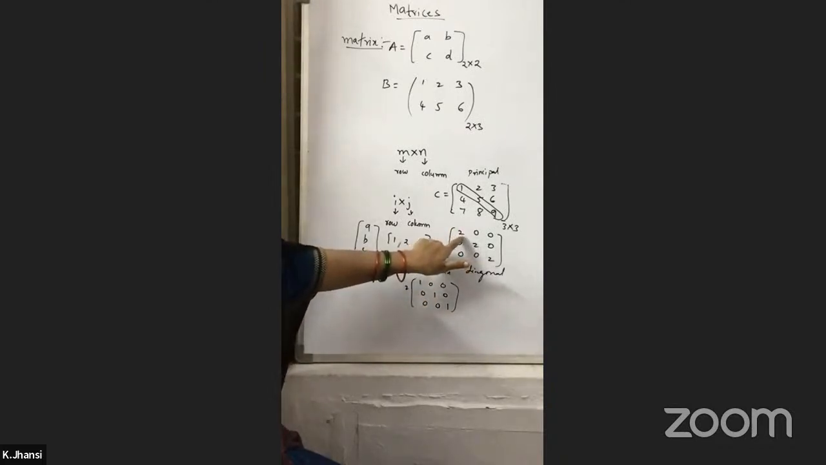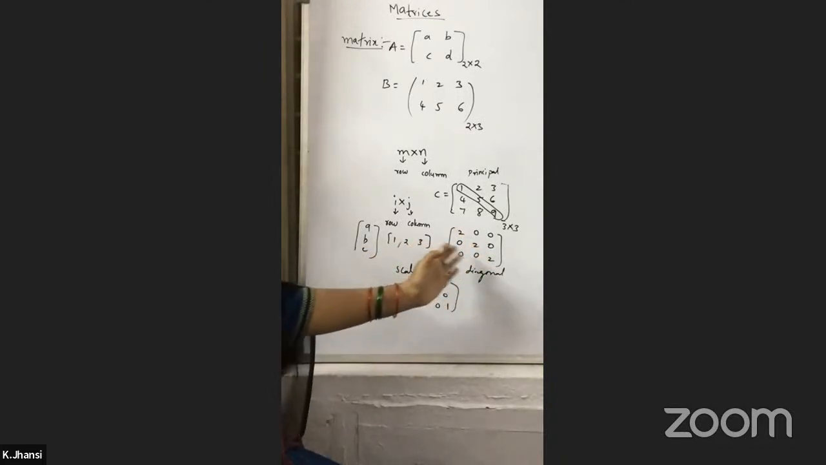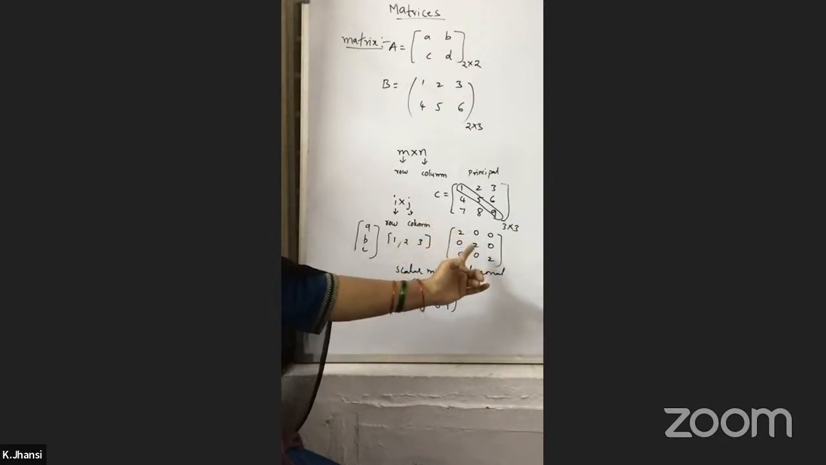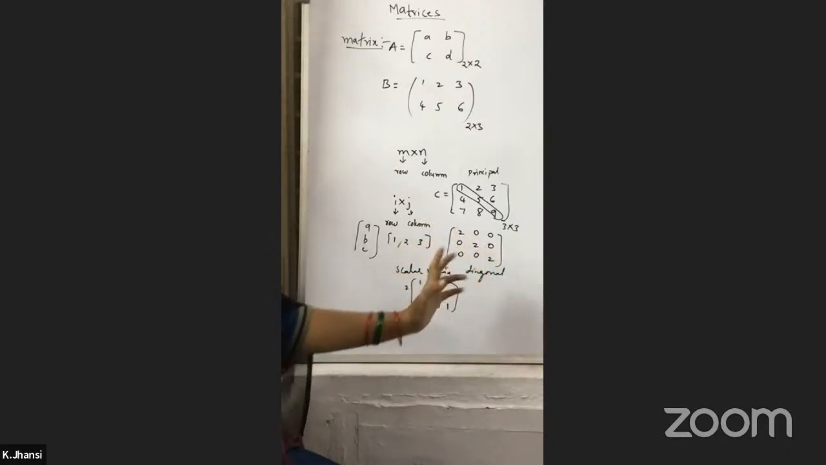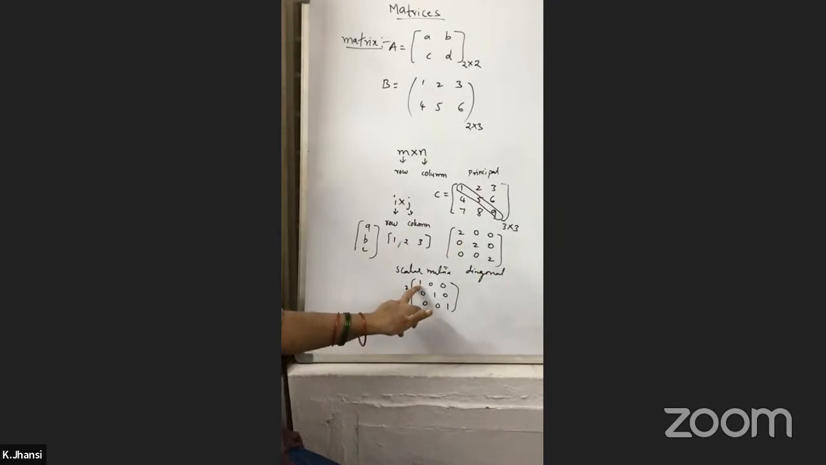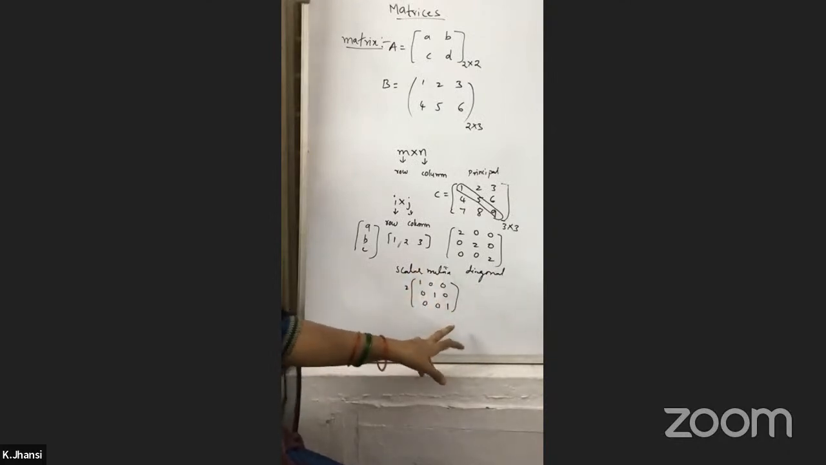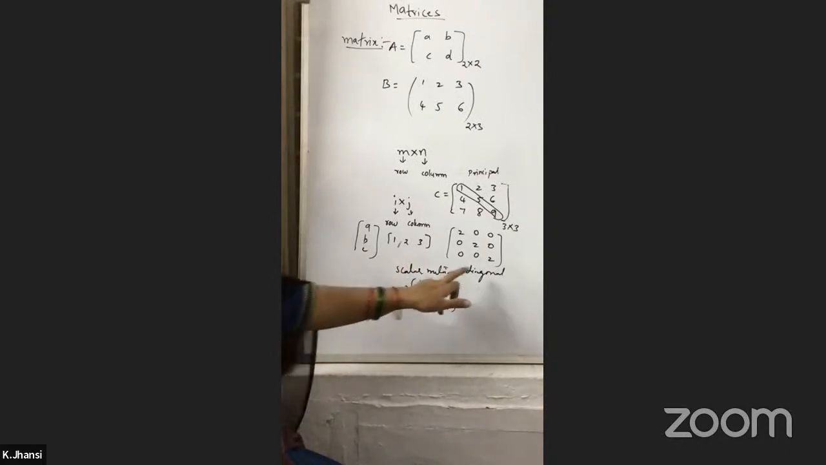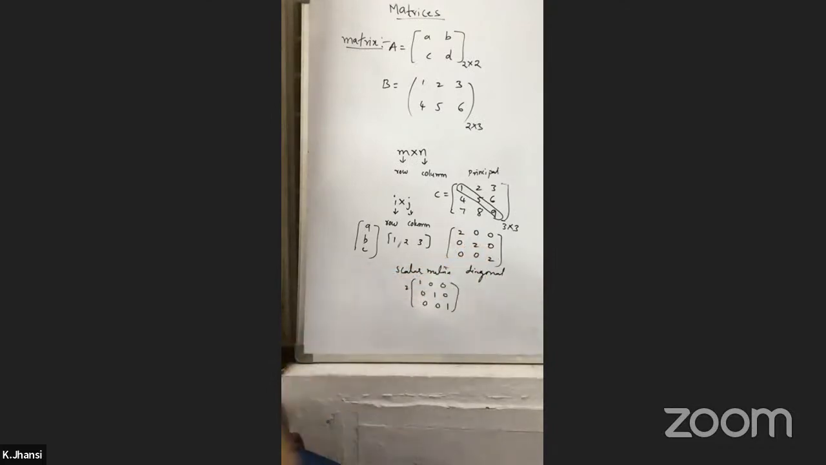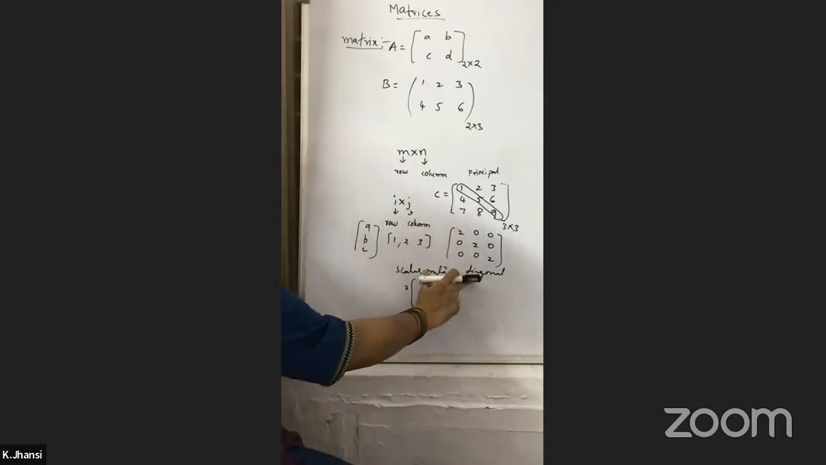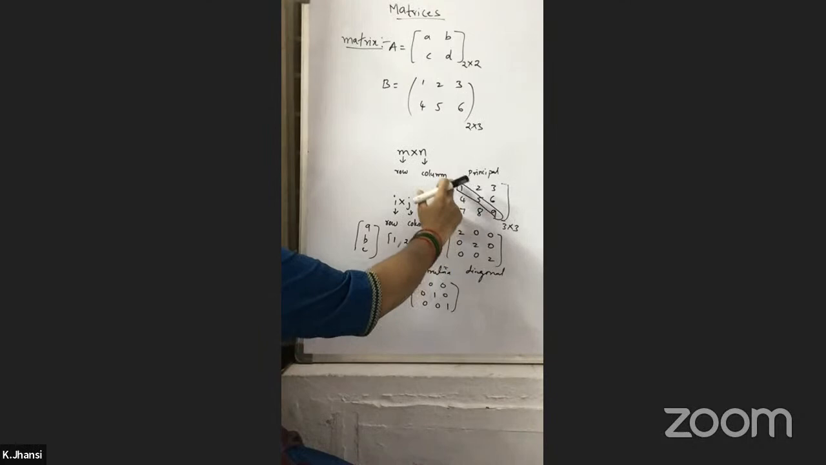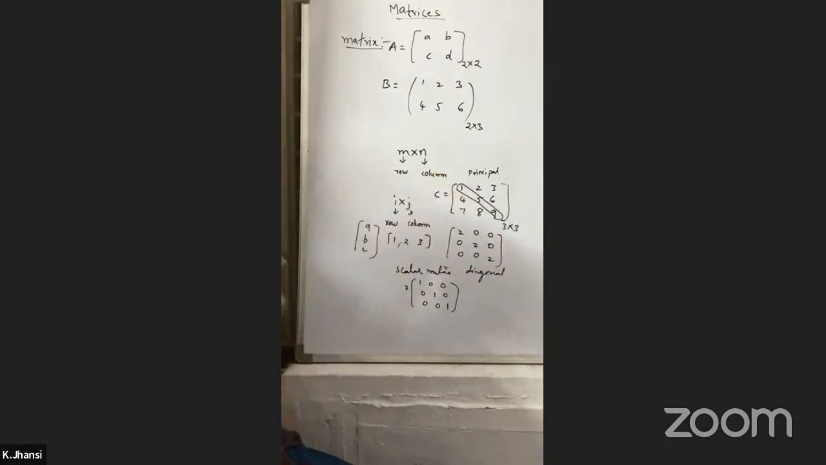Here 2, 2, 2 or 3, 3, 3, 4, 4, 4, or a, small a, small a, like that. The first element of the first row, second element of the second row, third element of the third row, if you have the same element, then we call it a scalar matrix. And if you have different elements here, then we call it a diagonal matrix. And whatever the elements are there, we call it the principal diagonal.